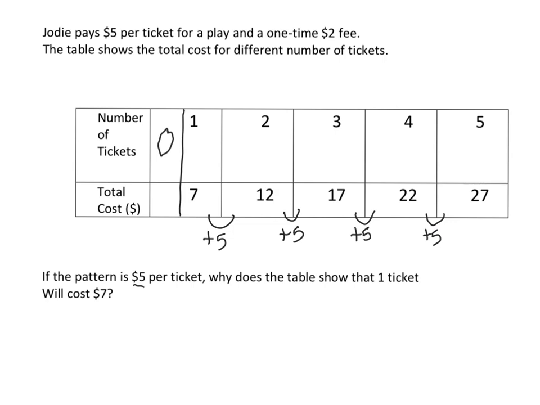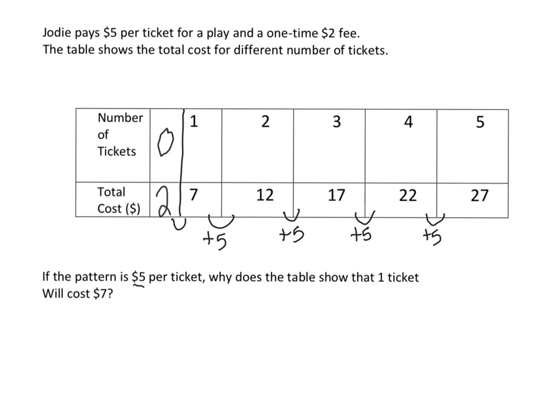But what happens when we need to figure out 7 back to this empty spot? So if we're adding by 5 each time we go up, if we have to go backwards, we would subtract by 5. So 7 minus 5 would give us 2, which is that $2 fee up here that we had talked about.